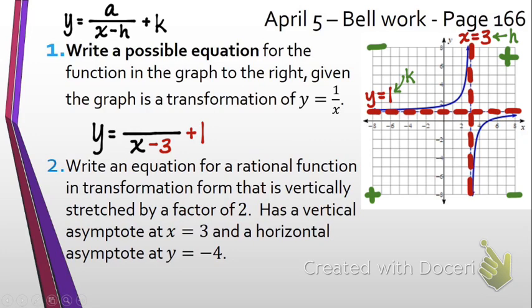Your vertical asymptote right here is going through the 3 on the x-axis. Vertical asymptote is your h value. Horizontal asymptote is your k value. Always, always, always. Good questions. Okay, so we have graphed things in the 2 negative quadrants, so I know the A value is going to be a negative.